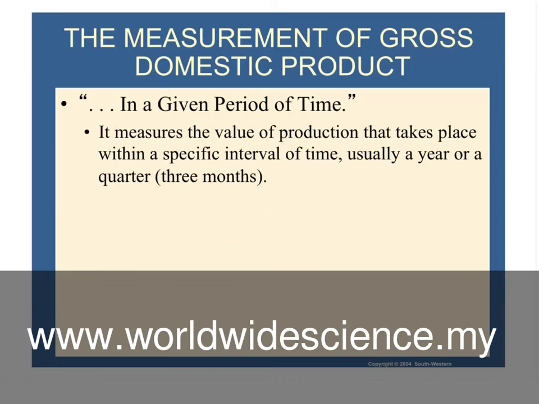So in a given period of time, it measures the value of production that takes place within a specific interval of time, usually a year or a quarter, which is 3 months. So to answer your question, Mr. Ahmadzai, yes, mostly it's a year, but sometimes they do GDP quarterly, which is 1/4 of a year, which is 3 months.